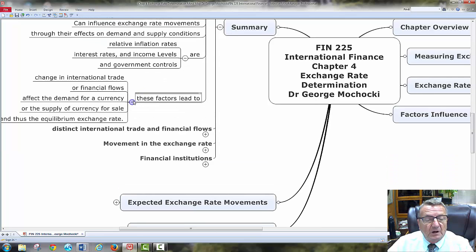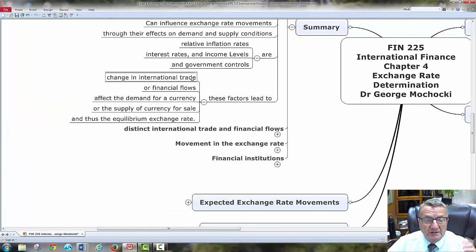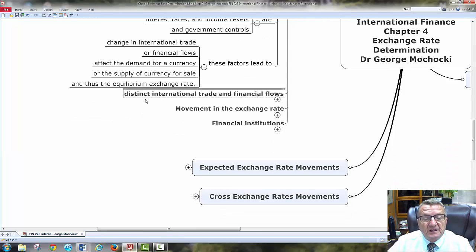These factors lead to what? Change in international, that's what we learned, international trade or financial flow of currency. International trade is going, they need more money or currencies for that financial institution or the investment broker or whatever, so they could transfer money back and forth. Affect the demand for the currency. We're going to look at currency as a commodity, as a good, or a supply of currency for sale, and thus their equilibrium exchange rate. Okay, so it could change that.